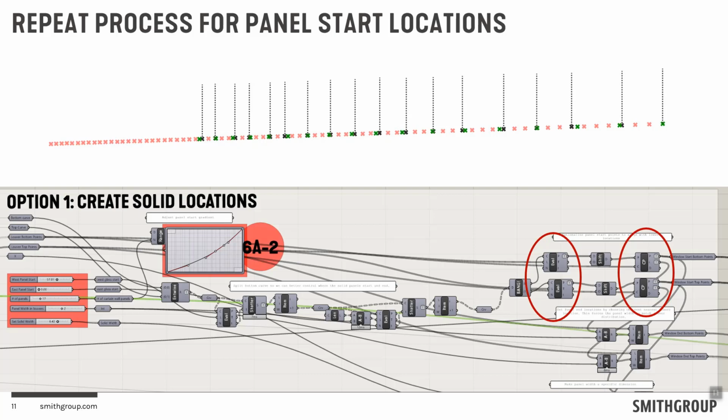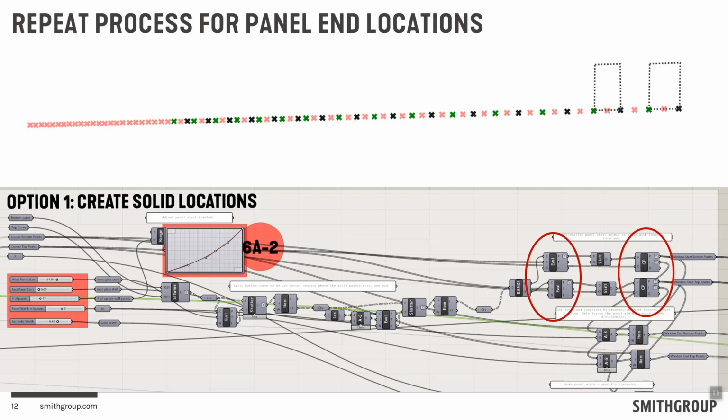But again, I'm trying to get a smooth gradient to fit on top of some constraints. So now we've created the start point on my panels. We have to do it one more time because we now need to decide what's solid and what's glass.